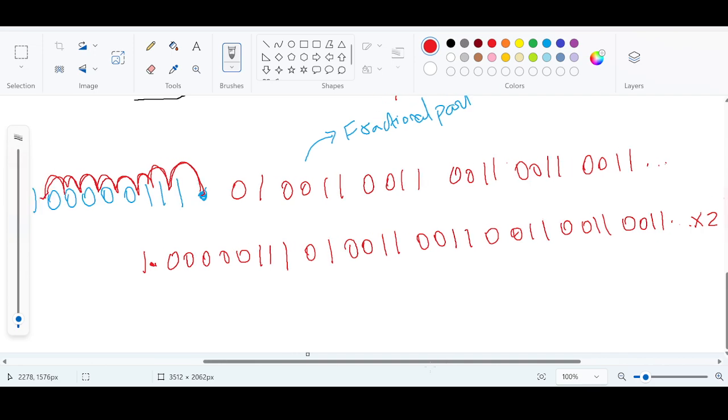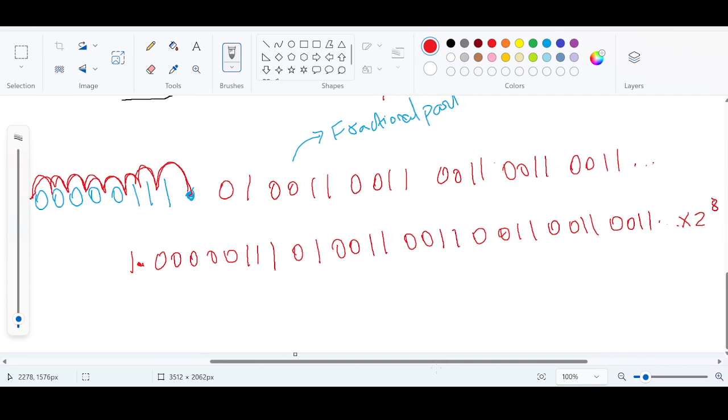When you want to convert a binary number to the equivalent scientific notation, you should multiply it by 2 to the power of the number of shifting places, which is 8. So we have got the equivalent scientific notation. This number has been converted to scientific notation. Now the real magic is here.